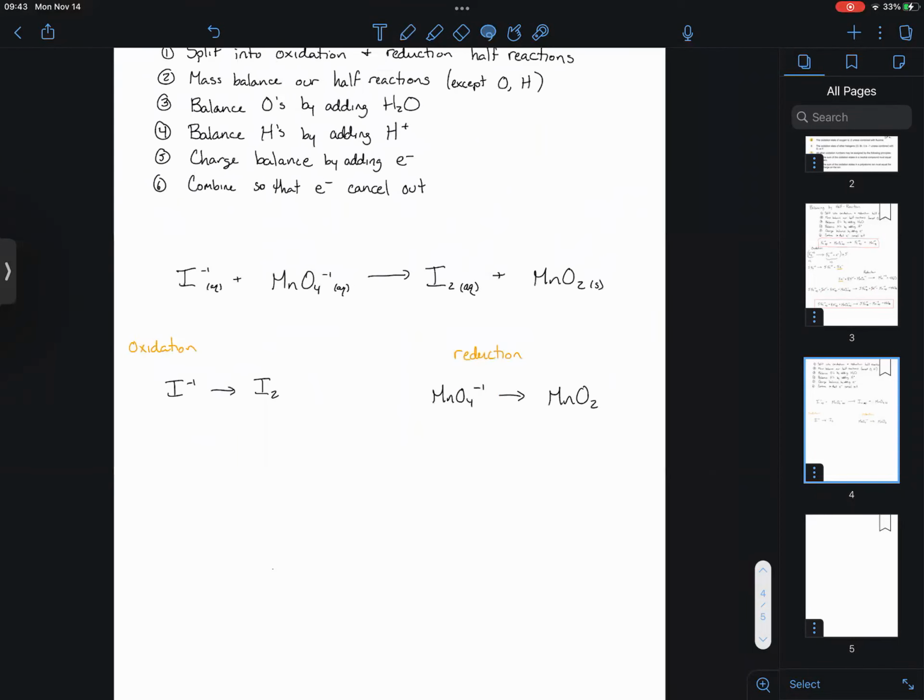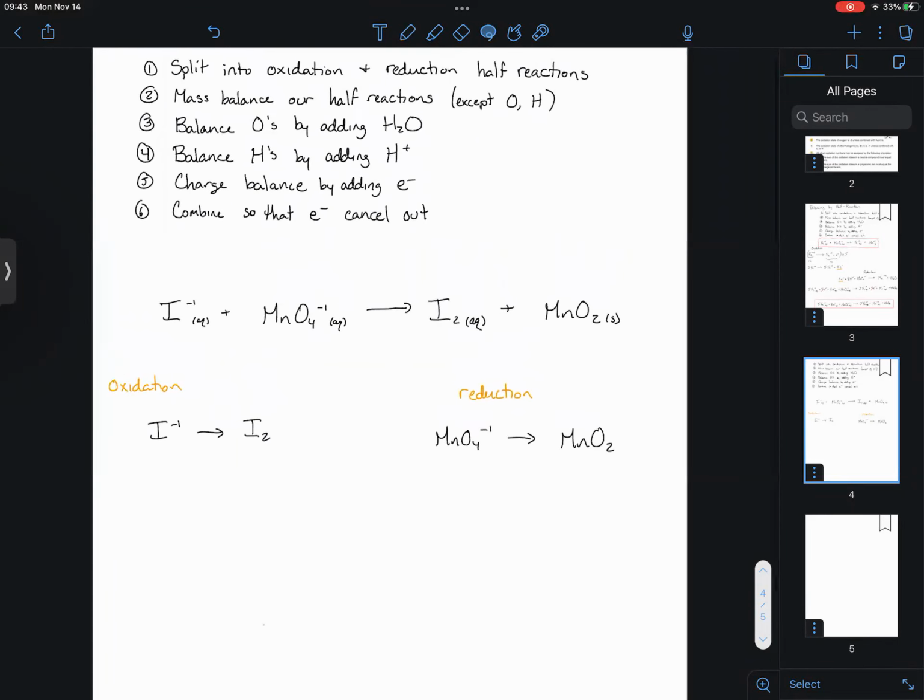That first step is to split everything up. So check, got that. The next step is to mass balance our half reactions. So anything other than the oxygens or hydrogens, we'll take care of those here in a second. Everything else you have to make sure is balanced. Previously, in our previous example, everything was already balanced, so we didn't do anything at this step.